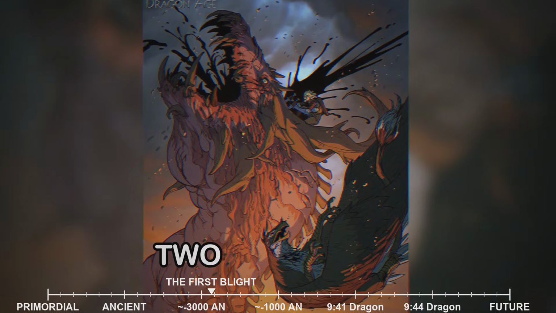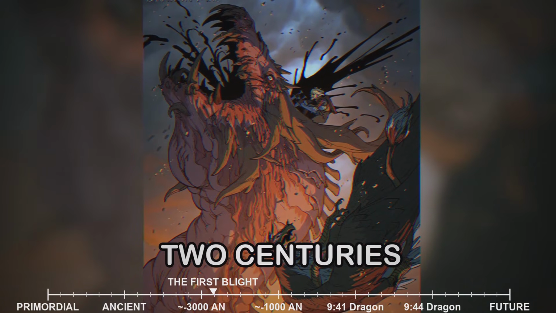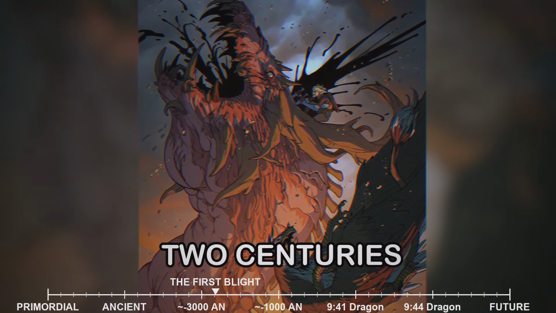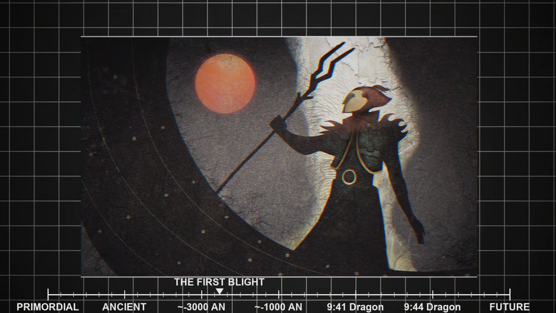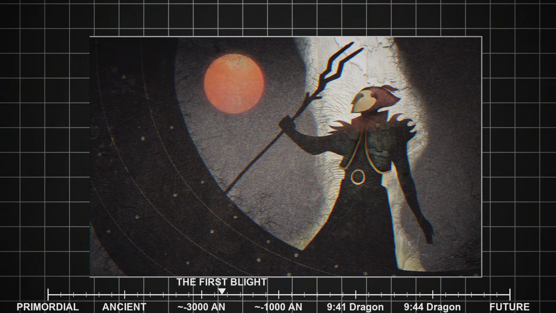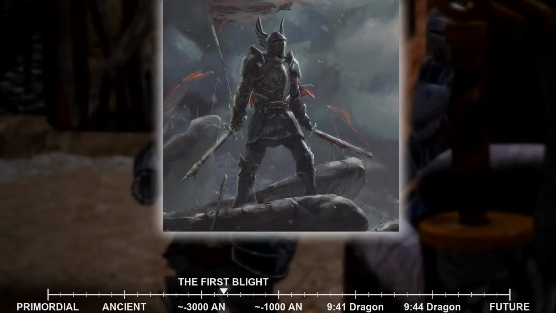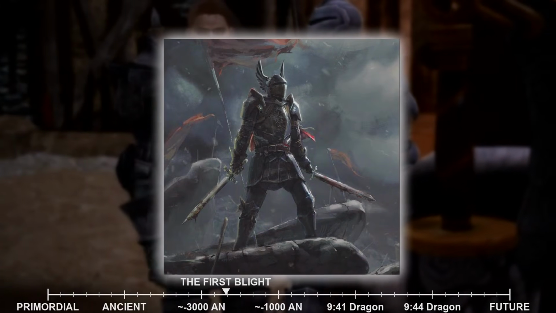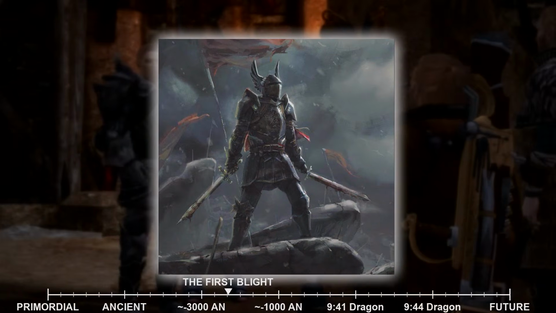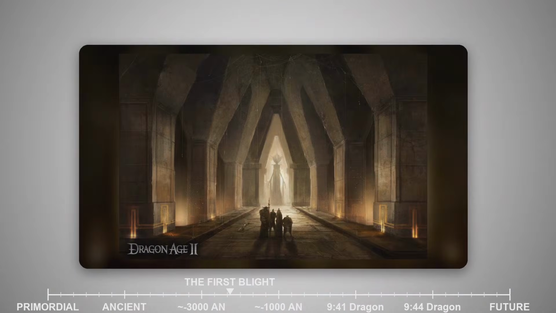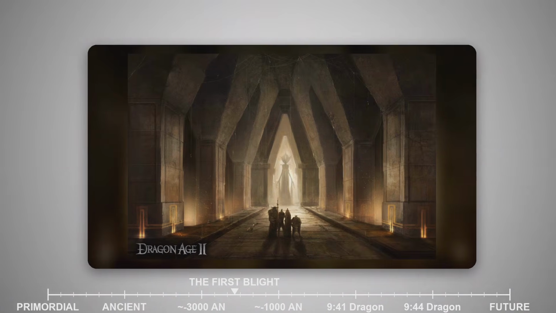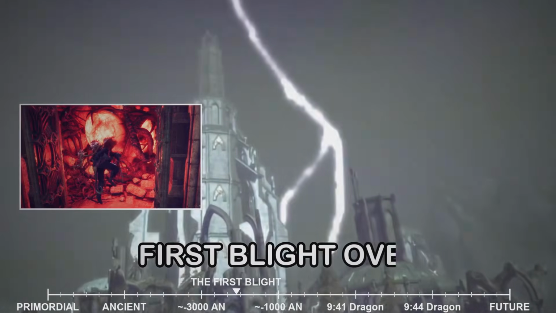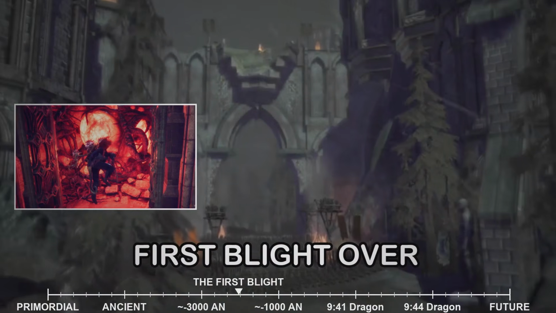Finally, after two centuries of relentless struggle, the Grey Wardens, with the crucial aid of the Dwarven armies, managed to corner the Archdemon Dumat. The final battle was a titanic clash, a desperate struggle for the very soul of Thedas. Through immense courage and sacrifice, the Grey Wardens managed to slay Dumat, severing its connection to the Darkspawn Horde. With the Archdemon's death, the Blight began to recede, the Darkspawn scattering and retreating back into the Deep Roads, leaderless and disorganized. The First Blight was finally over, but the scars it left on Thedas were profound and enduring.